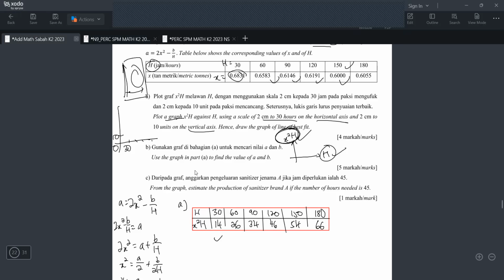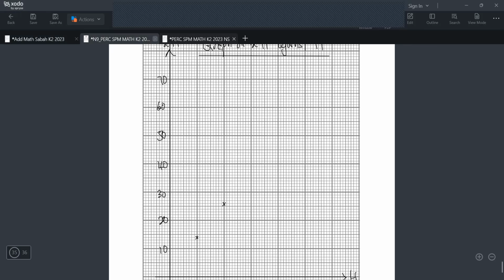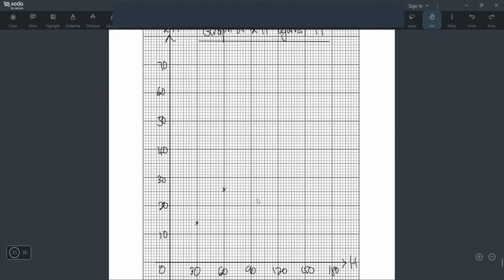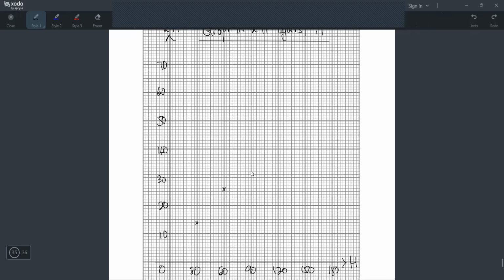Is it 60? Yes. And then the next one, 90, 34. So 90, 34. Let's plot. 90 is here. 34 is 30, 31, 32, 33, 34. Here. 90, 34, 31, 32, 33, 34. So here. Right. Okay, next one.